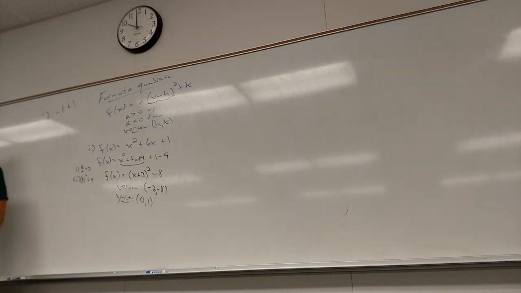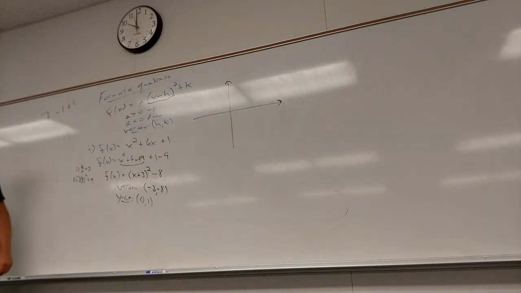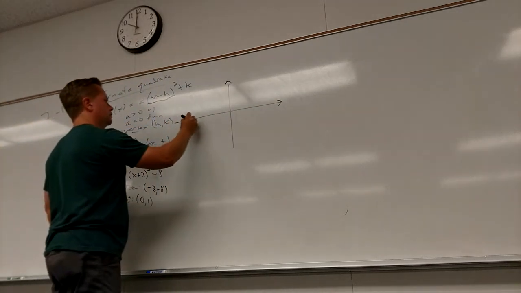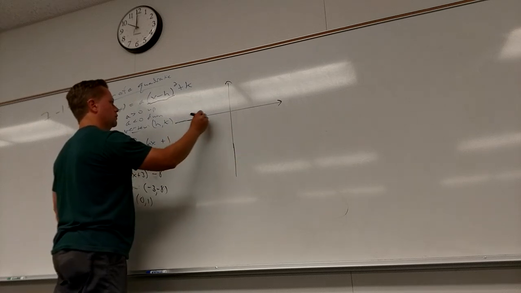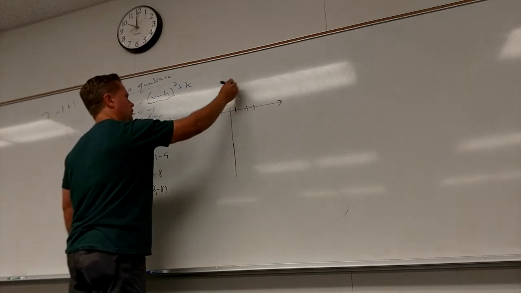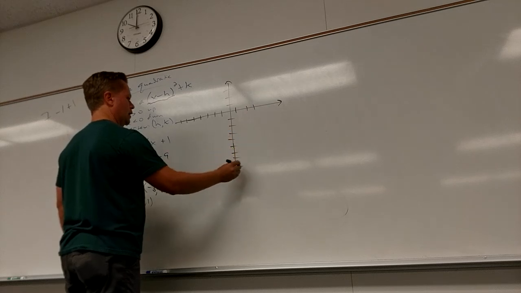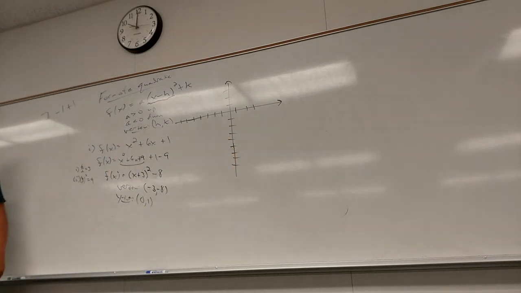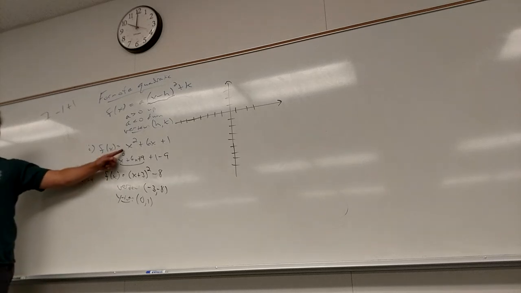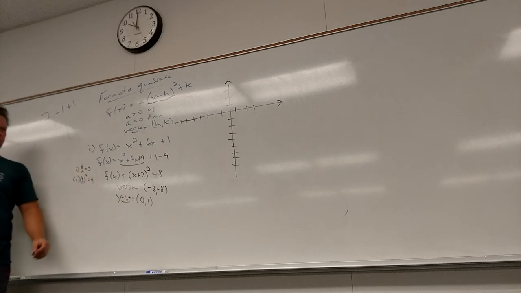So then I can graph this. Let's do this graph real quick, and then we'll do a more complicated one. It's got to be over here. 1, 2, 3, 4, 5, 6, 7. 1, 2, 3, 4, 5, 6, 7, 8. Of course, this is going to open. How's it going to open? Up. That's right.